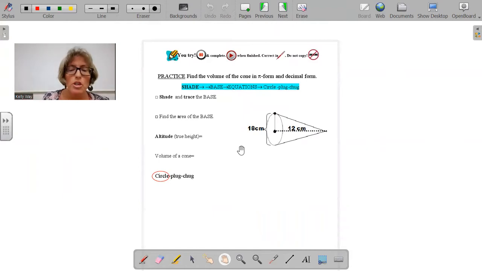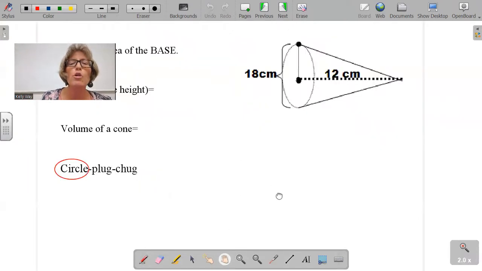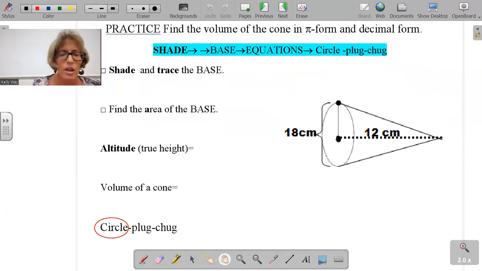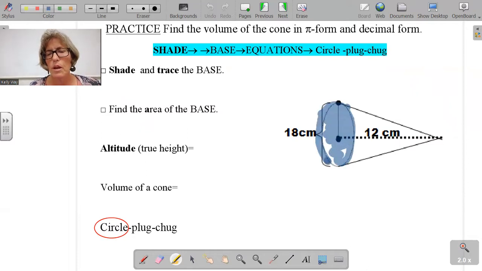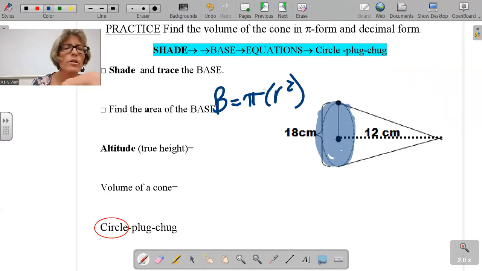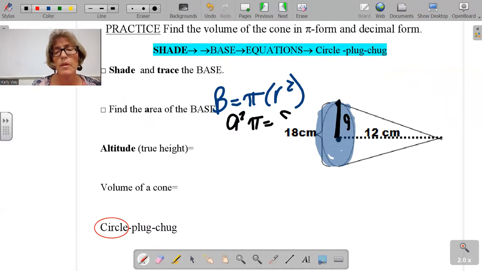Okay, friends, you're switching to a red pen. Hopefully you're correcting your work and not just copying. That's a much better learning experience. We start by shading your base. And your base is a circle this time. So our base is pi r squared. Hopefully you traced the radius and figured out it was 9 and not 18. 81 pi. That is our base.